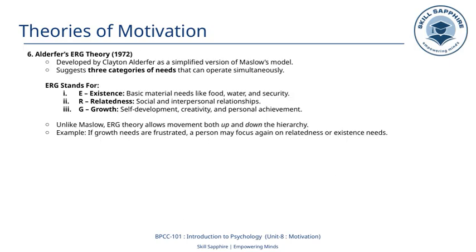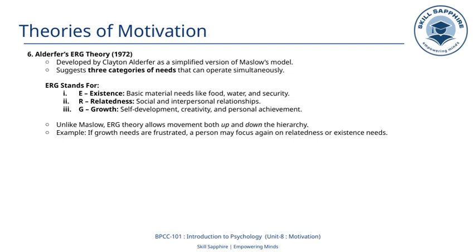Now, let's talk about Alderfer's ERG theory from 1972, which is a simplified version of Maslow's hierarchy of needs. Clayton Alderfer developed this model to make understanding human motivation a bit easier. Instead of a strict hierarchy, it suggests that 3 categories of needs can operate simultaneously, which makes sense because our needs are often overlapping and fluid.